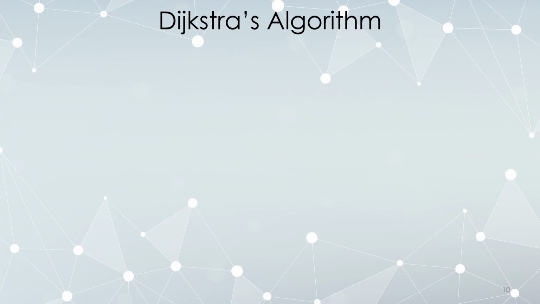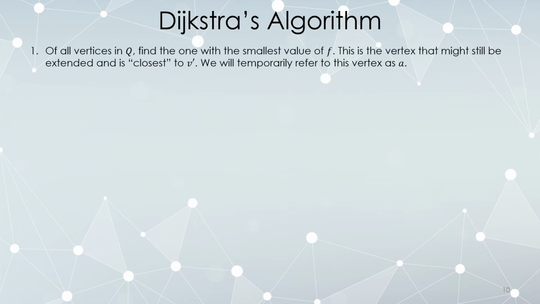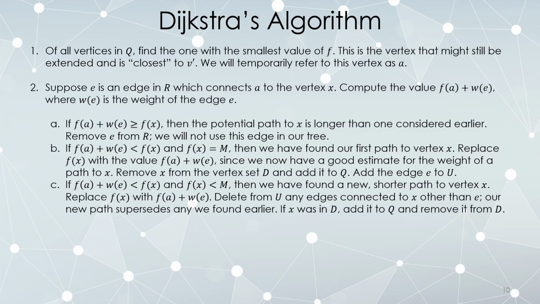Now that we've initialized our algorithm, we can run it. Of all the questionable vertices, find the one with the smallest value of f. Okay? This is a vertex that might still be extended and is closest to home base. We're temporarily going to refer to this as A. Okay, and it might actually be the vertex V prime. It could be the same thing. We're temporarily going to call it vertex A. Now we run this procedure.